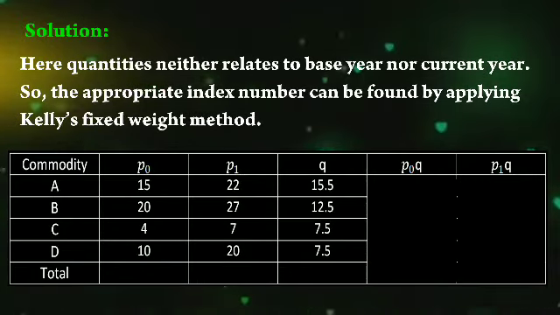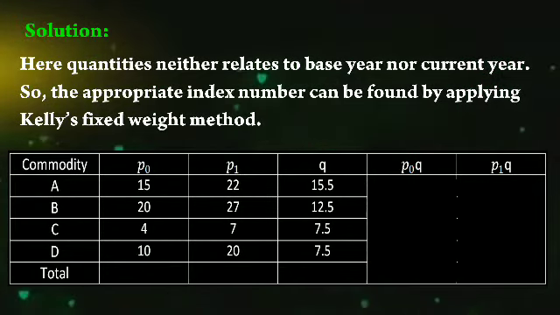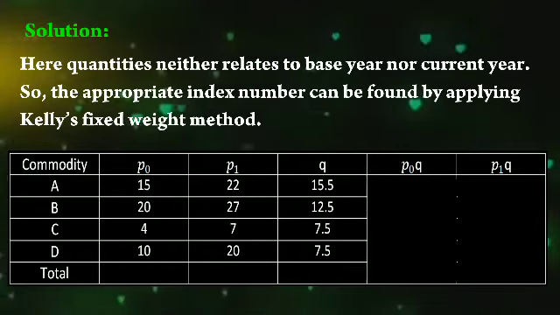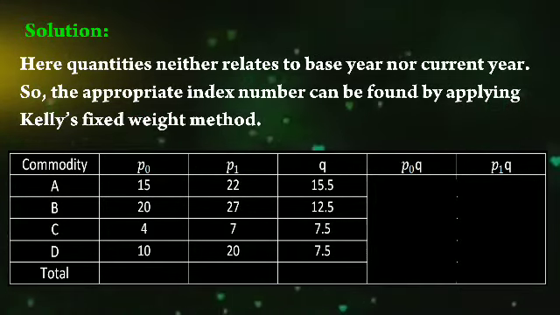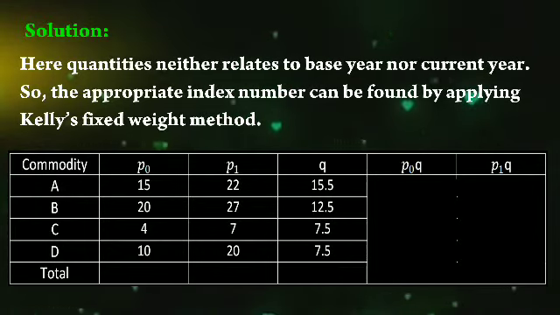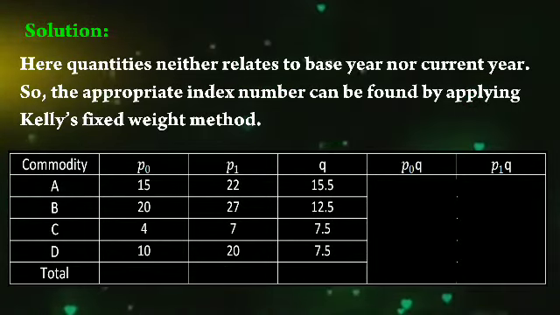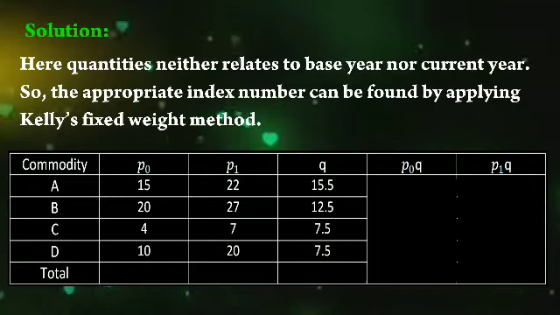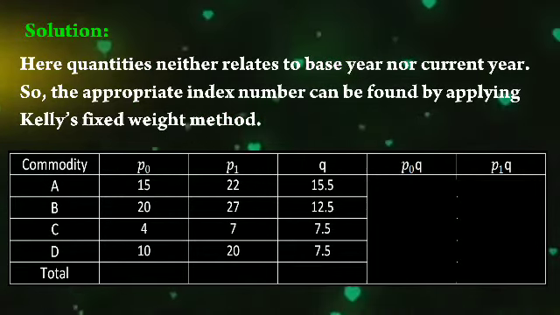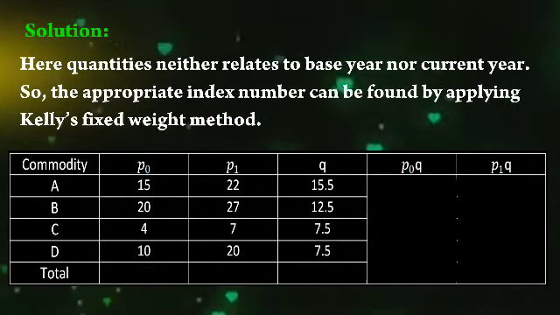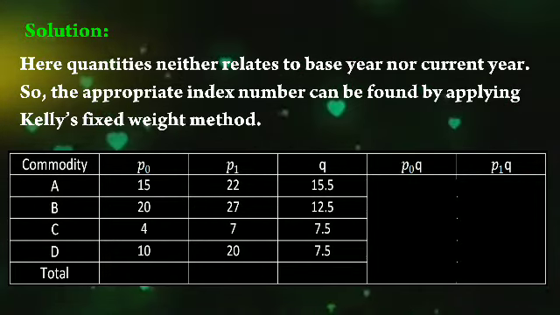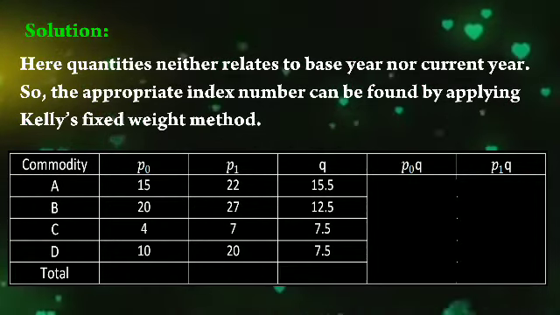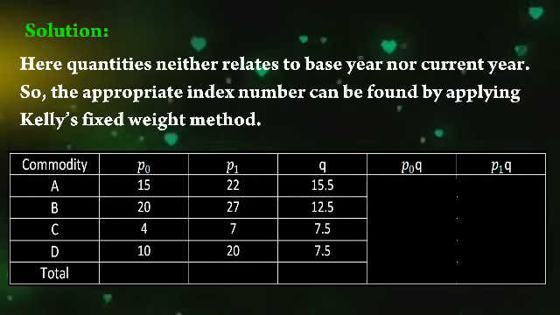After that, draw one more table in the solution part. Consider the different commodities which are given in the question. So under commodity A, B, C and D, include one more row to find the total value. For the last row, write the variable name as total. Next column, price values are given for the year 2000. So here 2000 will be your base year and 2005 will be the current year. So base year price values are denoted as P0.